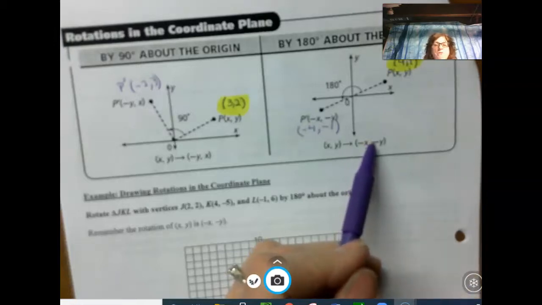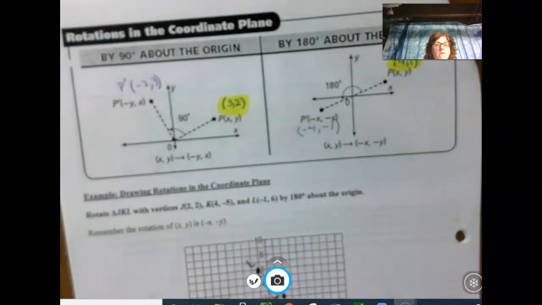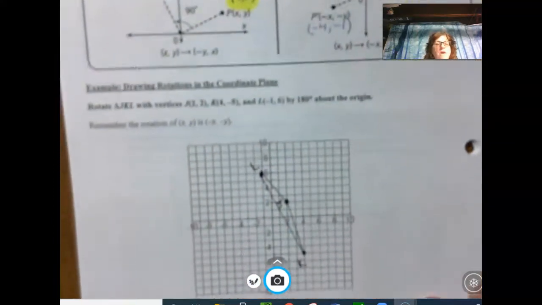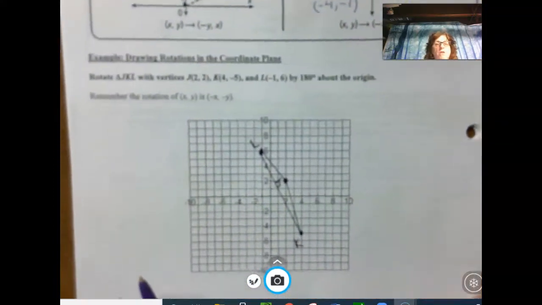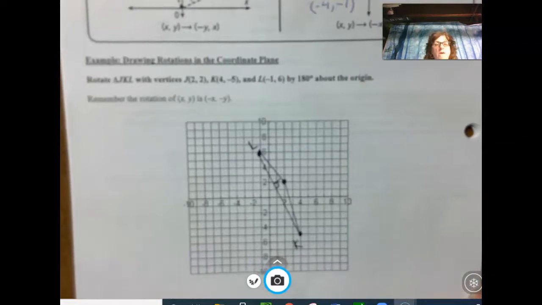What I'd like you to do right now is put the video on pause and see if you can do this rotation on the coordinate grid. You're going to have to graph triangle JKL with the given vertices and rotate it 180 degrees about the origin. Again, remember that the rule is (x, y) maps to (-x, -y). So put the video on pause and do this rotation.